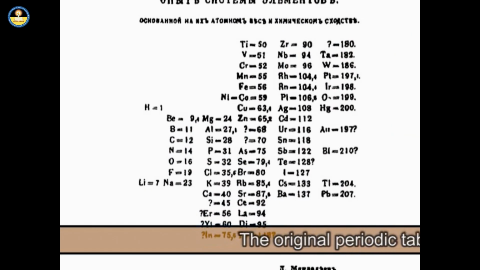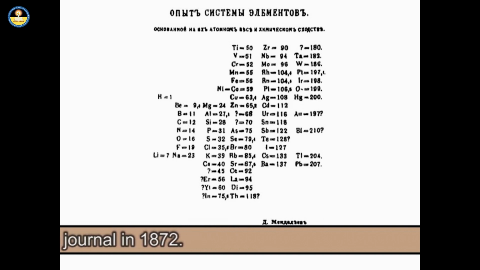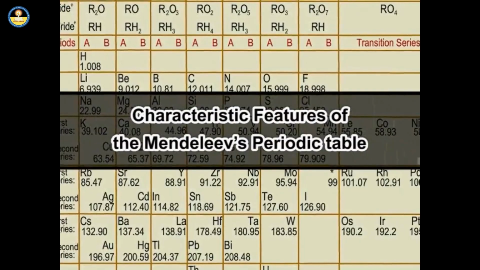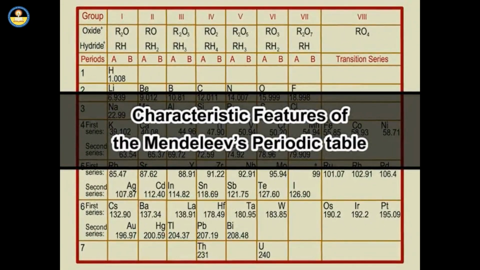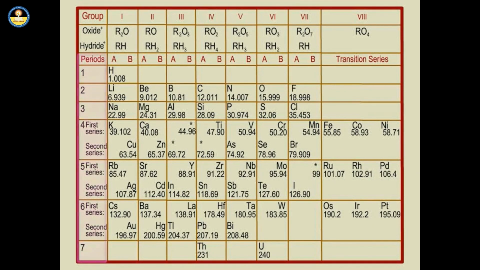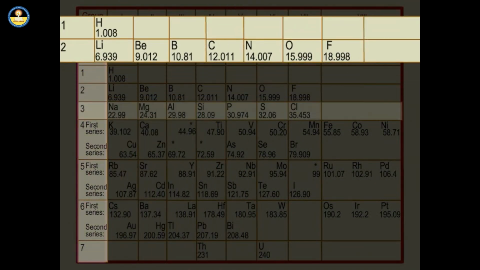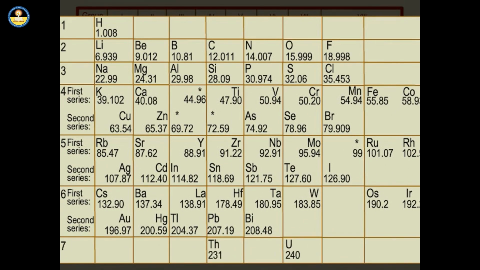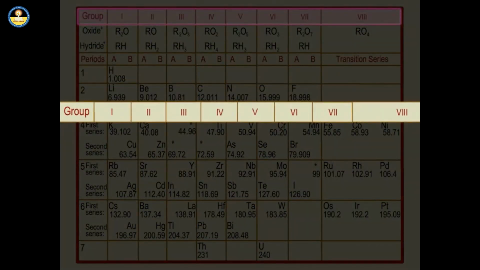The original periodic table was published in a German journal in 1872. Characteristics and features of Mendeleev's periodic table: Mendeleev's periodic table consists of 7 horizontal rows called periods, numbered from 1 to 7. Eight vertical columns are called groups.